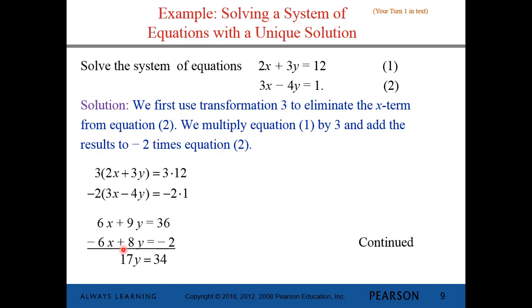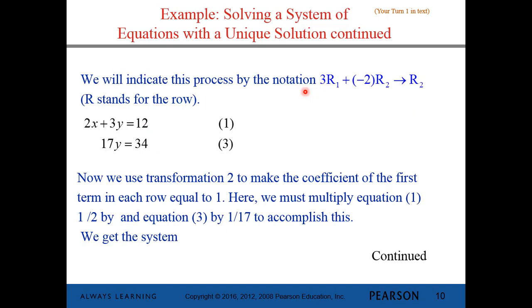And so now here's what our two equations are. We're going to add this equation to this equation, and the x terms are going to drop out. And we get 17y is equal to 34. And we're going to take this and replace the second equation with this one. So then we're going to leave the first one the same, and now the second becomes 17y equals 34.